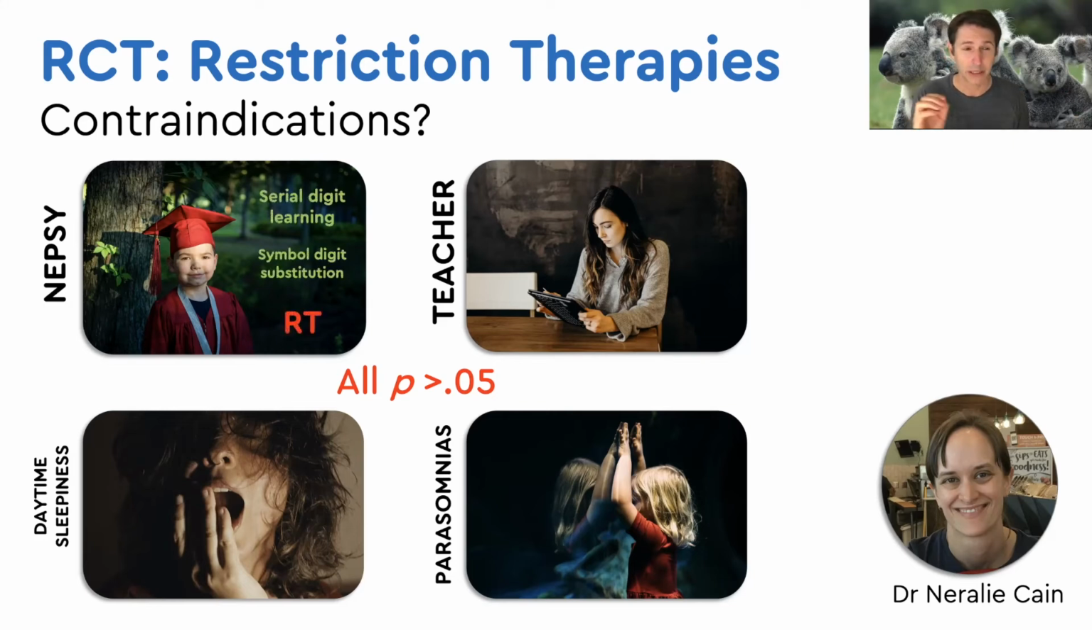However, we found some interesting things happening in the NEPSY, where we did see some changes occurring over time for all three groups. Where we saw improvements over time was in the serial digit learning task and the symbol digit substitution task. If you're not familiar with these tasks, the basic thing I can say is when kids are doing them in a repeated fashion, they could possibly learn certain tactics or strategies in order to improve upon them. And that's potentially what was happening here across time.